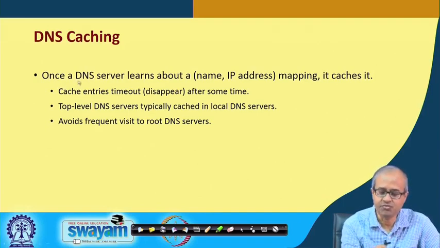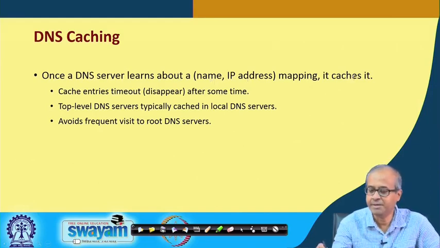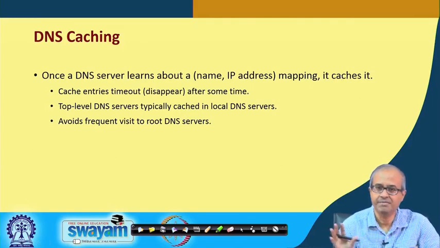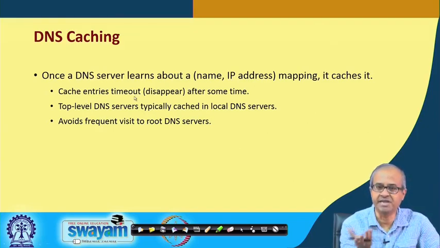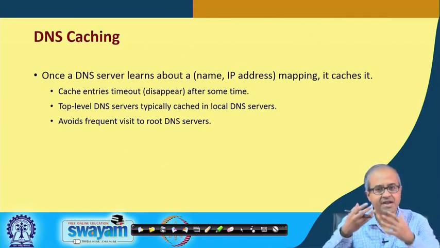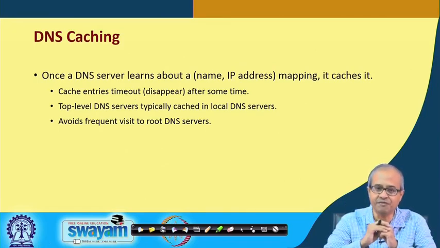So, it is mentioned here, once a DNS server learns about a name IP address pair, it puts it into a cache, a fast memory, a portion of the memory, it puts it there. And these are not permanent entries, they have some timeout, maybe a few hours, few days, 1 week. After that, they will automatically be removed from the cache, from the memory, right.